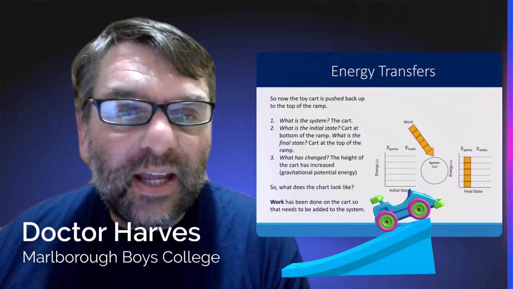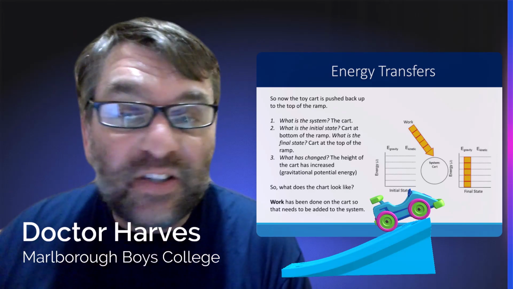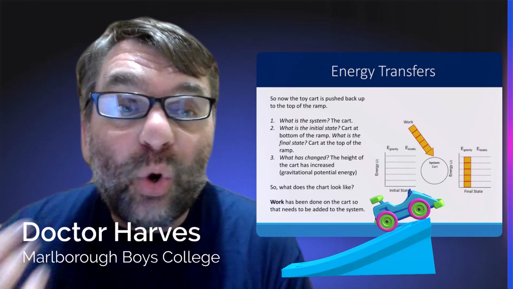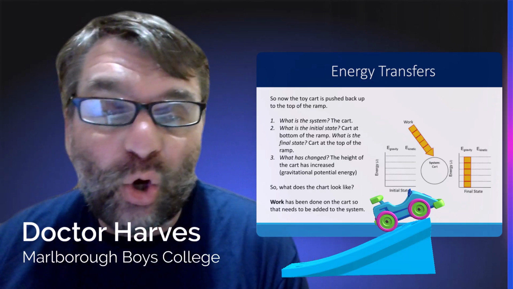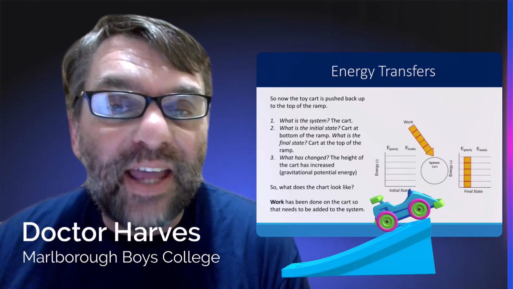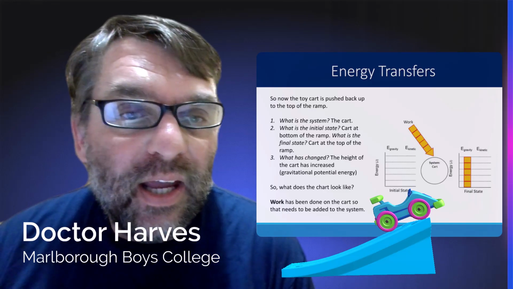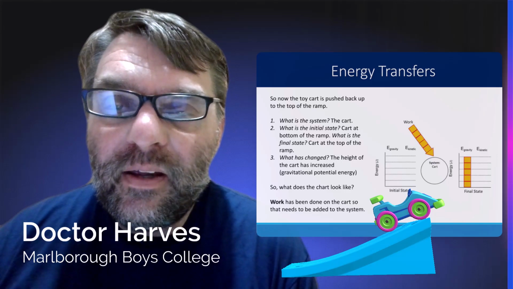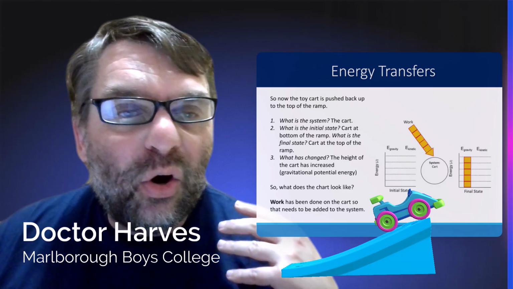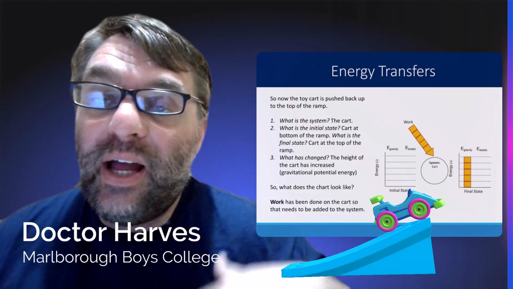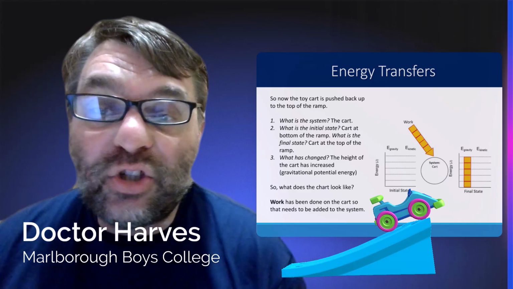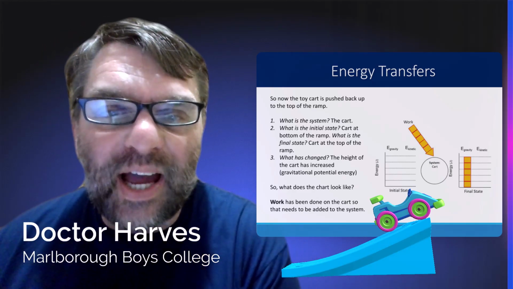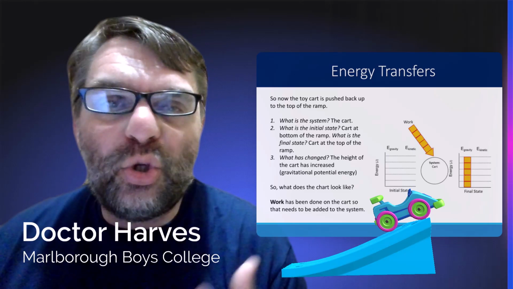The chart shows that initially, the initial state is there's no gravitational potential energy, there is no kinetic energy, and what's happened is you've done work on the system, the cart, and you can see that on the arrow on the right. And you'll see that the amount of work is 1, 2, 3, 4, 5 units, and the amount of gravitational potential energy that is now gained is also 5 units. So energy is again conserved. So work has been done on the cart, so it has to be added to that system.